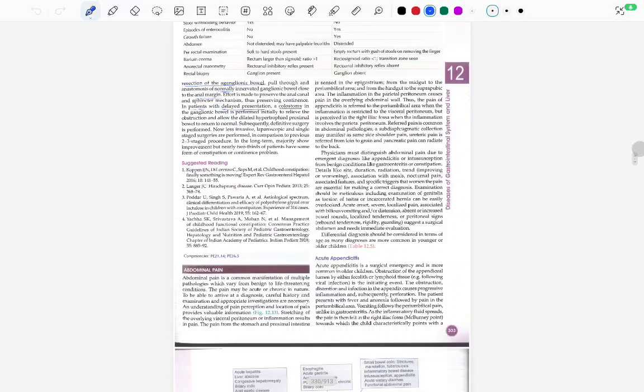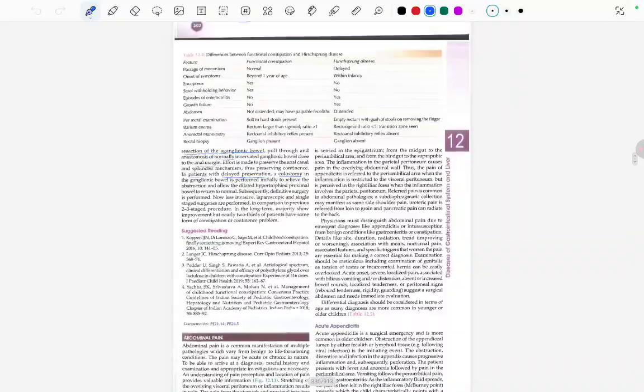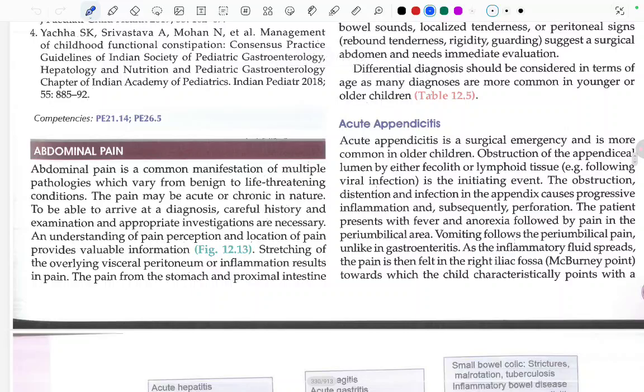So in this video we will talk about abdominal pain from Ghai edition 10, page number 303. Let's start. Abdominal pain is a common manifestation of multiple pathologies which vary from benign to life-threatening conditions. The pain may be acute or chronic in nature.